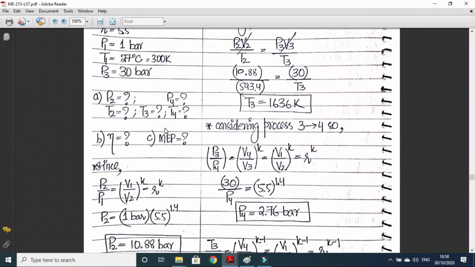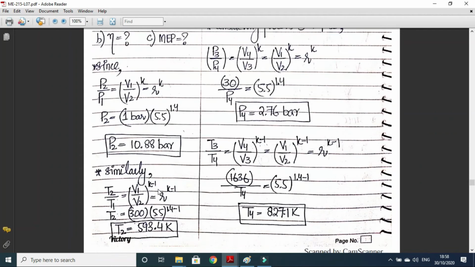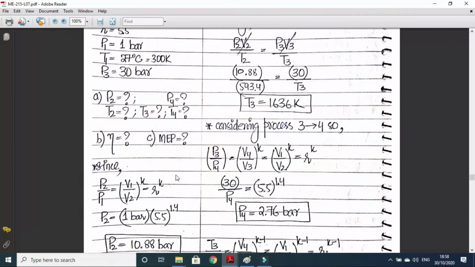Initial values are given, so we can calculate all the pressure and temperature values at the other salient points. We can use the isentropic relation. P2 upon P1 is equal to V1 upon V2 to the power K. V1 upon V2 is R, which is given as 5.5, to the power 1.4, and the initial pressure of 1 bar is given. So P2 is coming out to be 10.88 bar. Similarly, we can calculate T2 by using the isentropic relation. T2 upon T1 is V1 upon V2 to the power K minus 1. V1 upon V2 is R, and T1 is given. So we can calculate T2, 593.4 Kelvin. So these are the very simple steps.